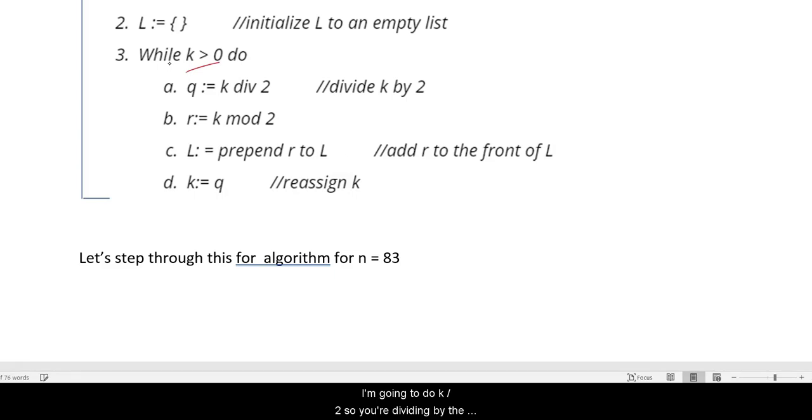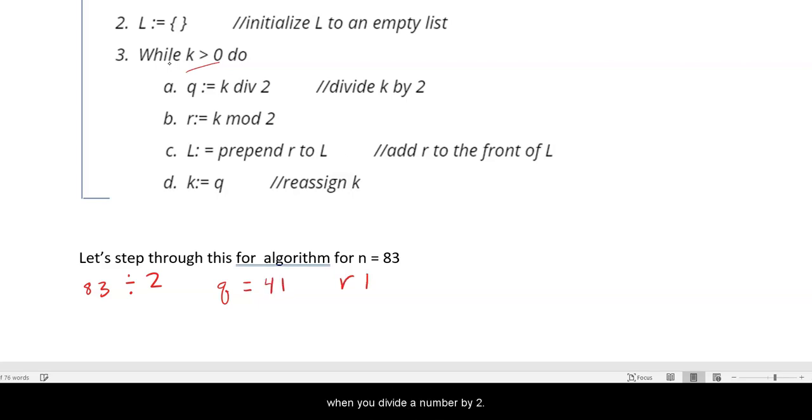This is what I'm going to do: k divided by 2. So you're dividing by the base. Notice you didn't have to figure out, oh, I need to start with 64. All you need to know is the base. You know that. It's 2. So in the first iteration, I take 83 and divide it by 2. The k div 2 gives you q, the quotient value. When you divide 83 by 2, you get 41 for the quotient, and you get a remainder of 1.